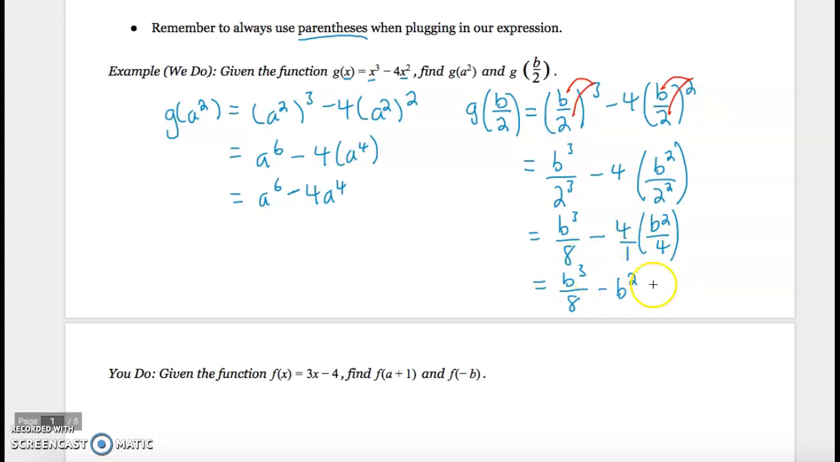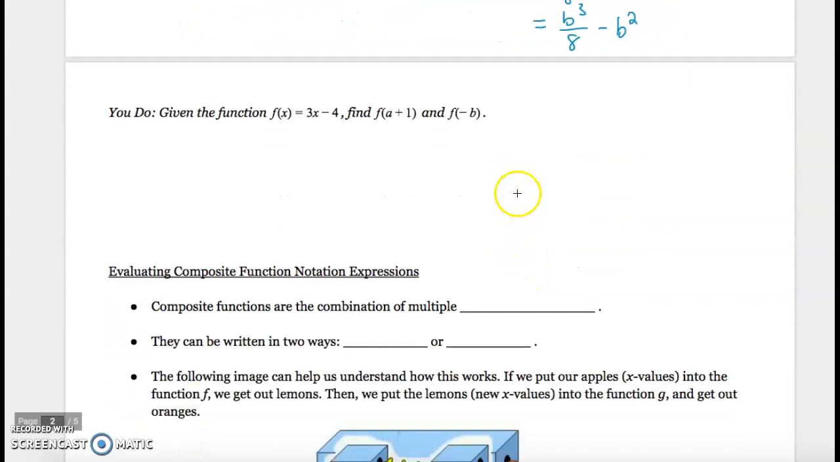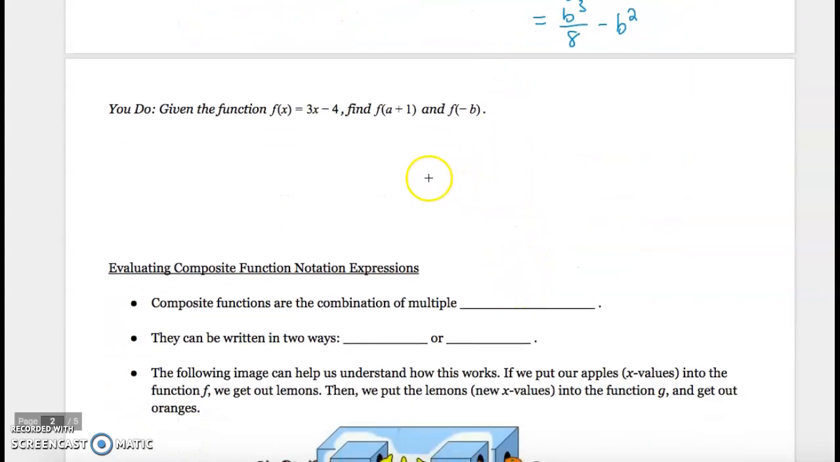Again, check: are there any parentheses that I still have to work with, or are there like terms that I can combine? I don't think so, because I have b cubes here and I have b squareds here, so that would be your final answer for that one. All right, go ahead, and again, if you want to pause here and try it, feel free. But other than that, we're going to keep pushing forward.